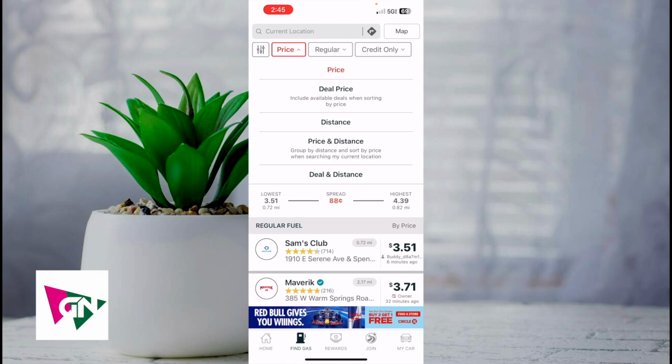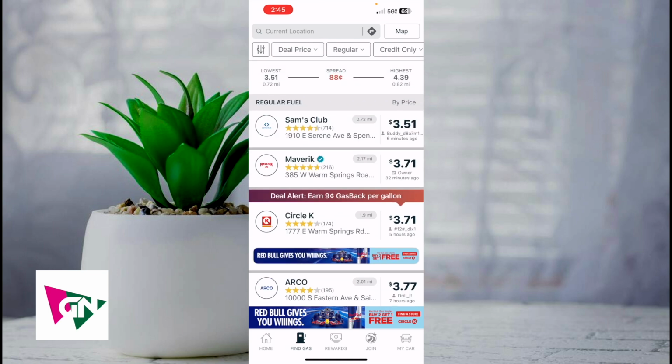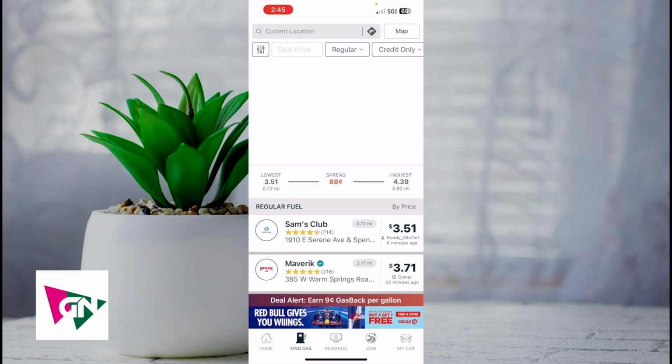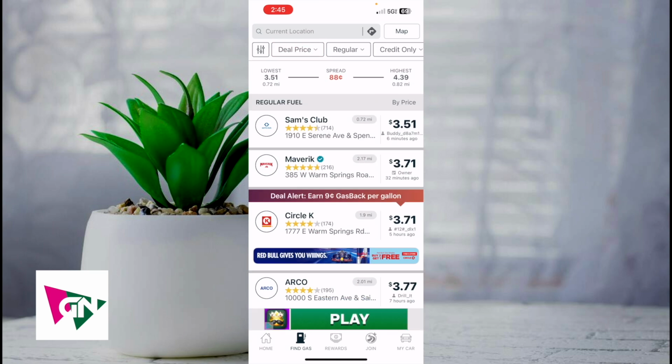I normally keep it on deal price because I like to find gas that's near me, but still at a pretty good deal. So as you can see here, the Sam's Club is about 0.7 miles away and the gas price is $3.50. So with GasBuddy, I use this all the time in order to find gas for my car. But you can use the different filtering options to make sure that you filter it by price or distance.